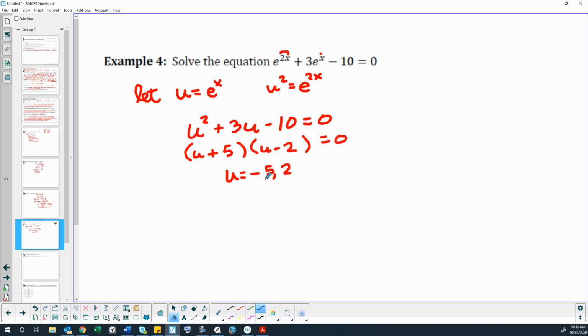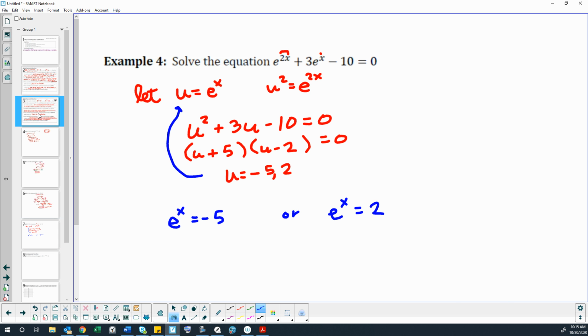And we are not done with this problem until we've plugged that back into our substitution. So we plug it back in and we get e to the x equals negative 5, or e to the x equals 2. Now let's look at each of these equations individually according to our list and see how they fit our methods to solve.